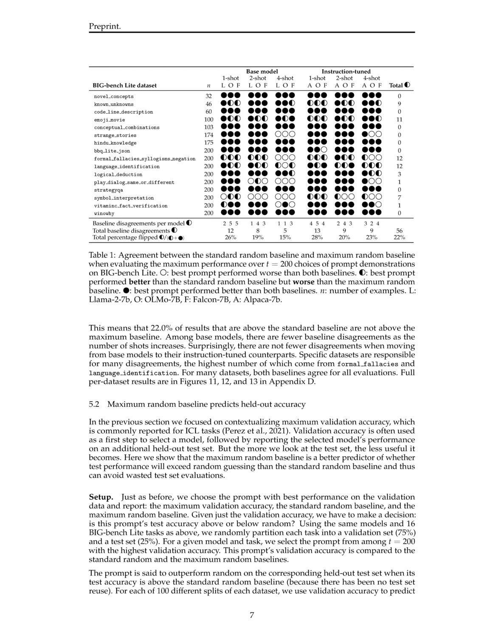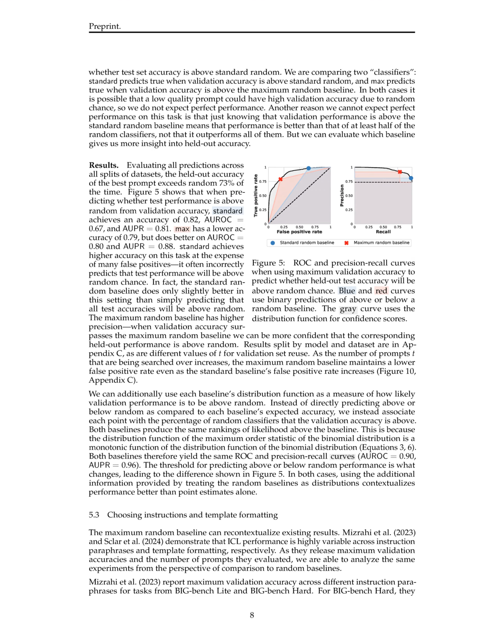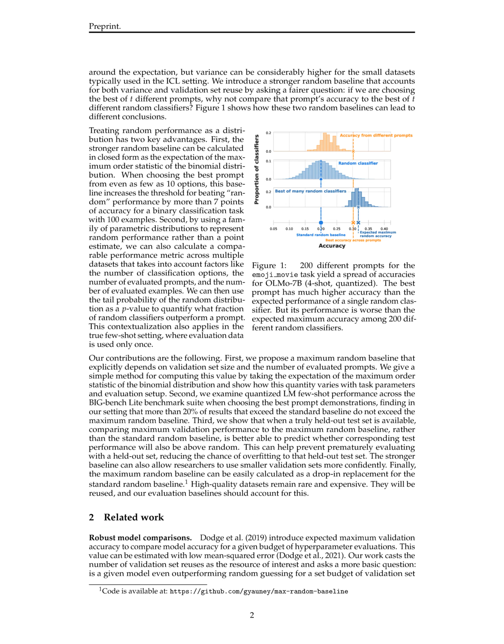accuracy. The comparison involved two classifiers, one predicting true when validation accuracy was above the standard random baseline, and the other predicting true when validation accuracy was above the maximum random baseline. By evaluating all predictions across multiple splits of datasets, it was determined that the maximum random baseline was a better predictor of whether test performance would exceed random guessing compared to the standard random baseline.